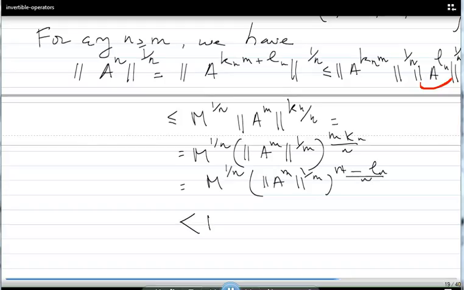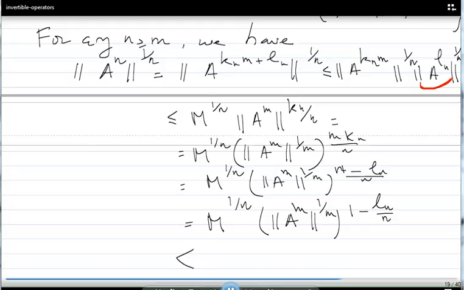Let's keep it equal one more time, and then we'll go back. Equal to the norm of A to the power m, to the power 1 over m, to the power 1 minus l_n over n. So keep in mind that since n is bigger than m, and l_n is between 0 and m minus 1, l_n over n is less than 1, and therefore the power is positive, and then this is less than M to the power 1 over n times R of A plus epsilon.